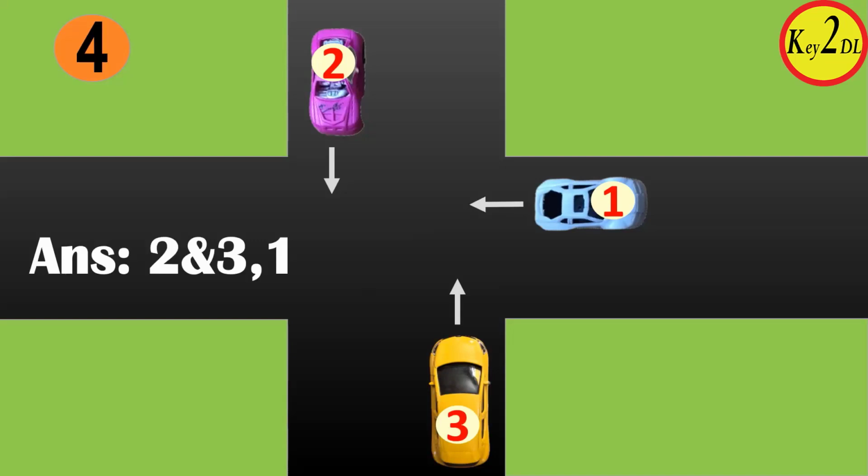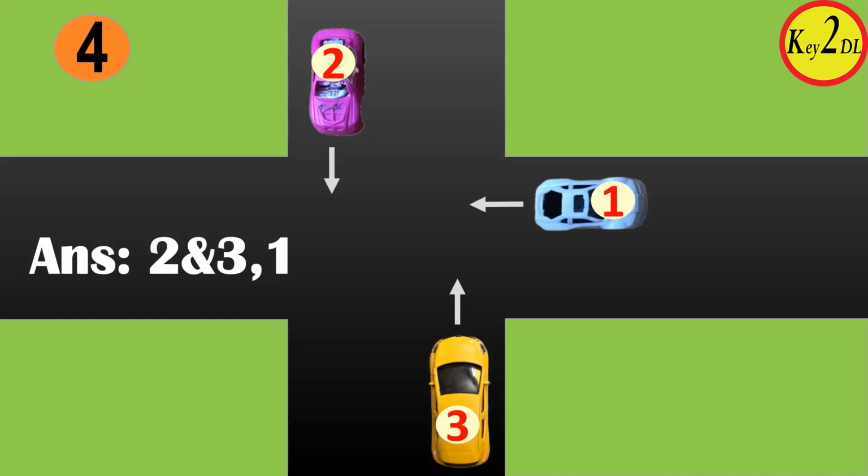Somebody said it. Can you explain why you think 2, 3, 1? Yeah, so 1 has to give way to 2 as it's on the right side. And then, to facilitate the smooth passage, I think 3 has to go first, because if 3 holds on, there might be traffic congestion there. And then 1 can go.